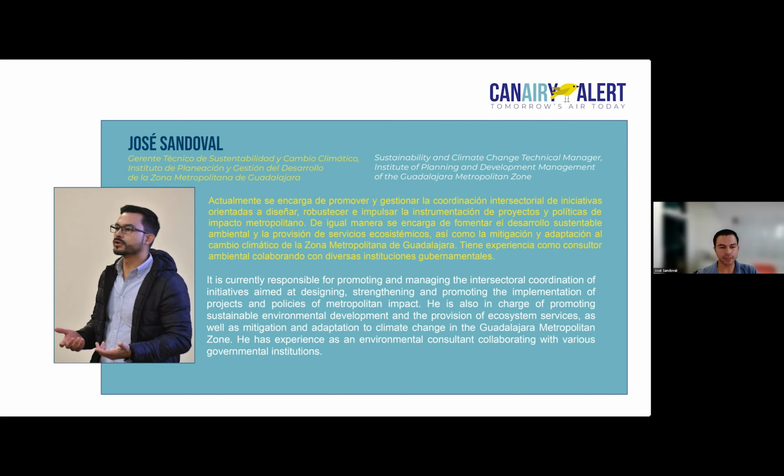And currently, we're also seeking to update our integrated inventory through this unified approach, of course, that allows us not to duplicate efforts, but rather have a true integrated vision of climate change and air quality.